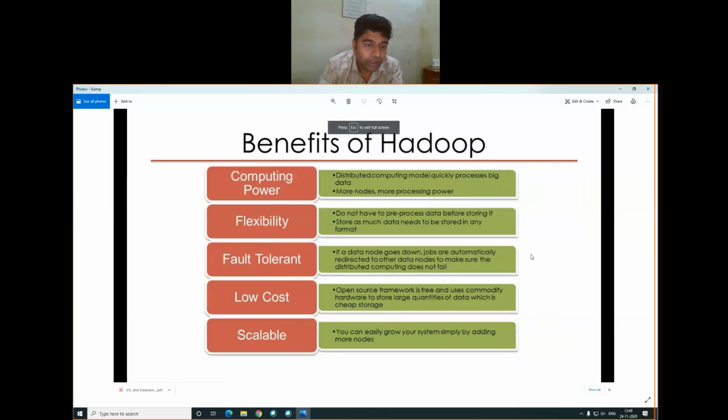Next, in the next slide, I will discuss the benefits of Hadoop. From this you can easily understand that Hadoop has computing power.